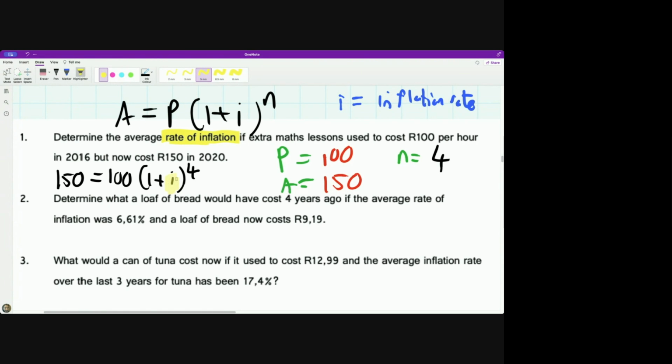We did a bit of this in the last lesson. Can you find me that I? You need to do some algebra and unlock this I, and then tell me what you get for I, and that will be the inflation rate over those 4 years. So go for it, and then if you get stuck, let me know where I can help you.